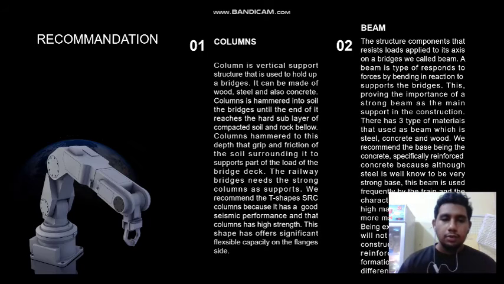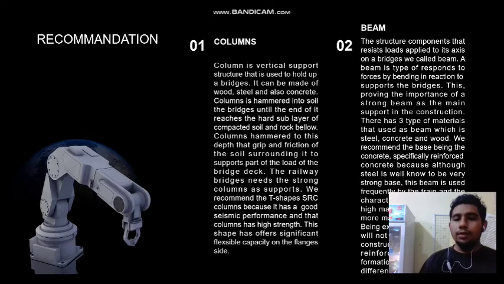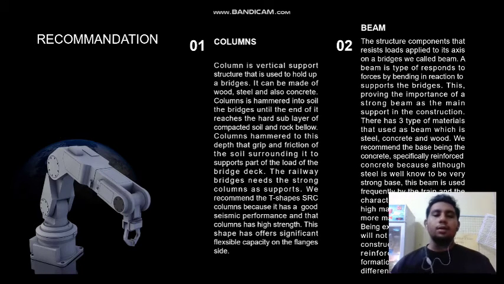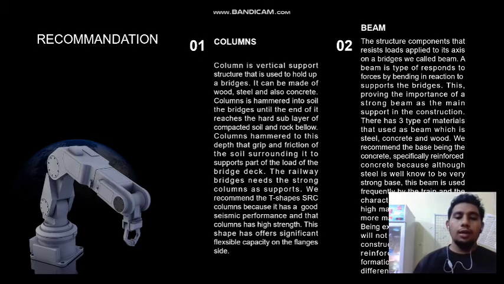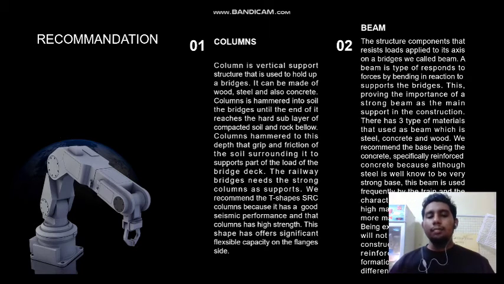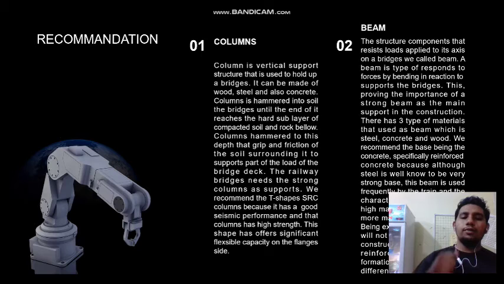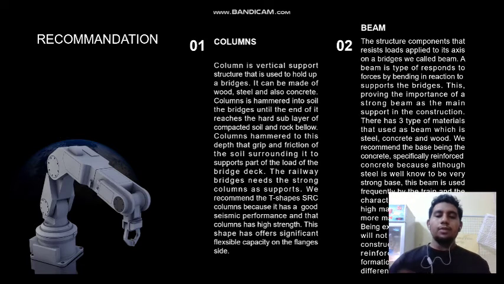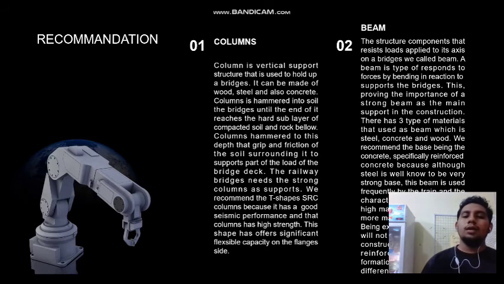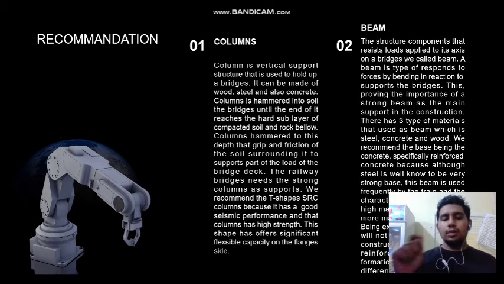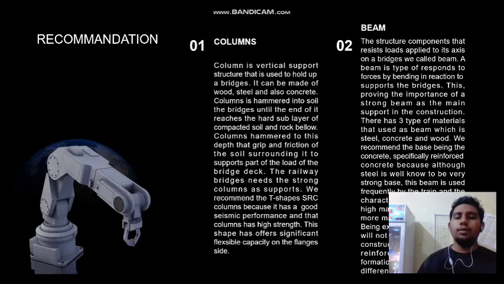This time I will present the recommendations for the bridge. The first recommendation of our group is columns. A column is a vertical support, a structure used to hold up a bridge. It can be made of wood, steel, and also concrete. Columns are hammered into the soil until they reach the compact soil layer and the rock below. Columns hammered into the ground use the grip and friction of the surrounding soil to support part of the load of the bridge deck.